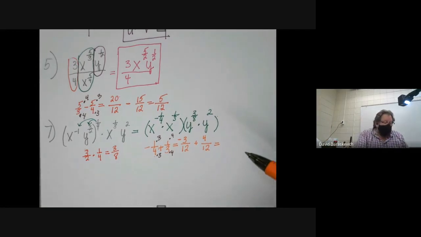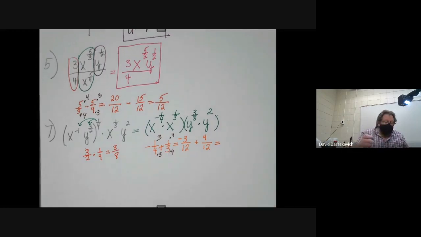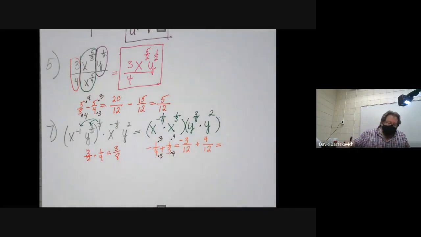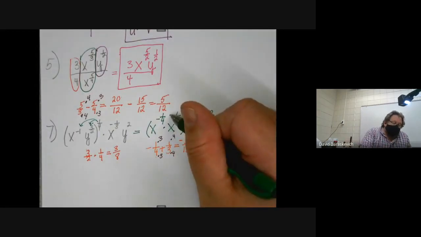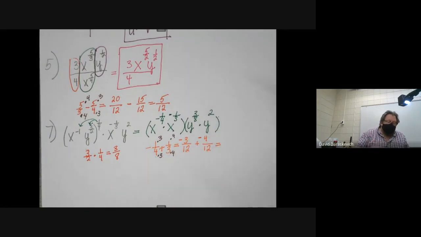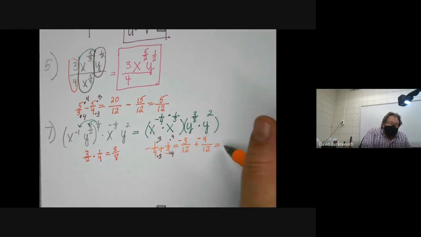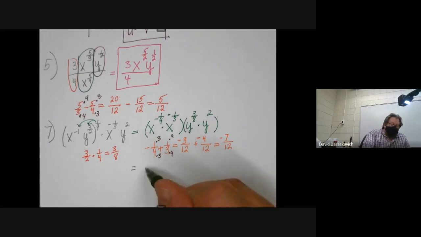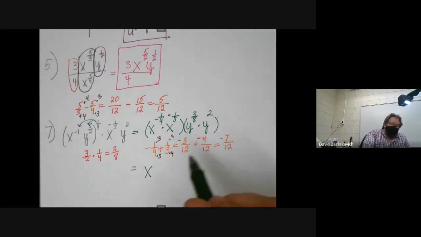I think I'm missing a negative sign somewhere. I am, because I did this problem twice already. This is supposed to be -1/3, which means this is -4/12. Okay, so combine -3 plus -4, -7. So I have x with an exponent of -7/12.